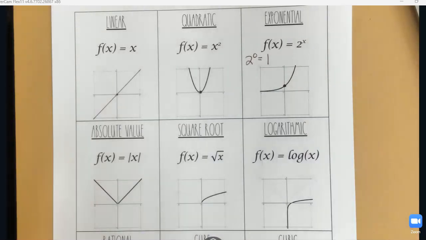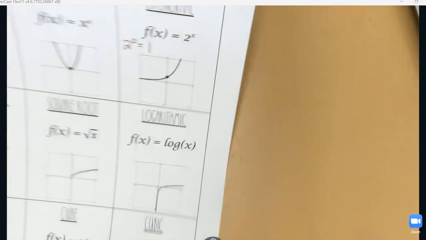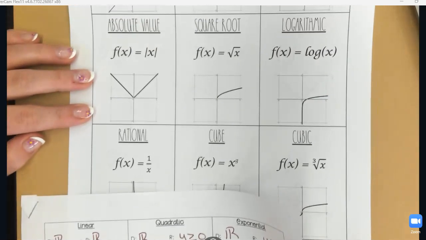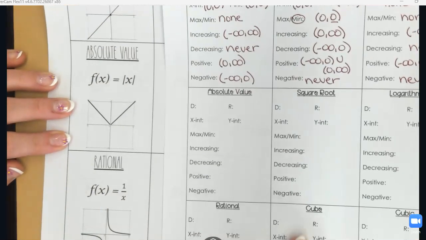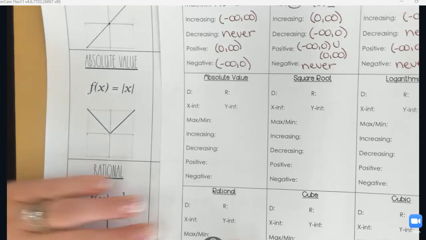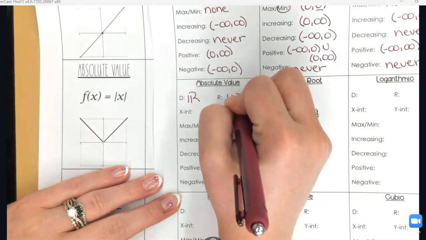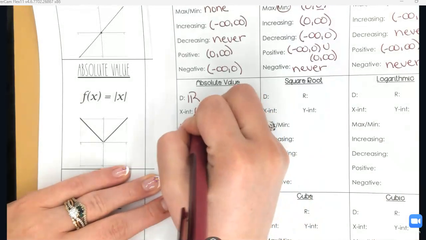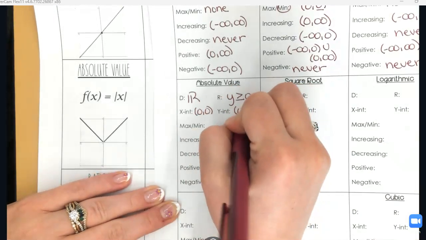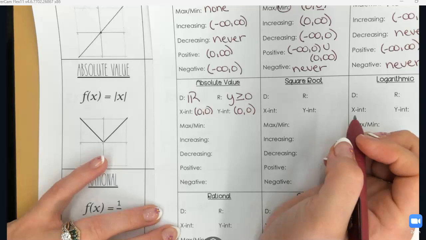Okay, moving on to absolute value. There is our graph. We can see that the domain is all real numbers. And our range is that y is greater than or equal to 0. We pass through the origin, so we have that x and y intercept at 0, 0.